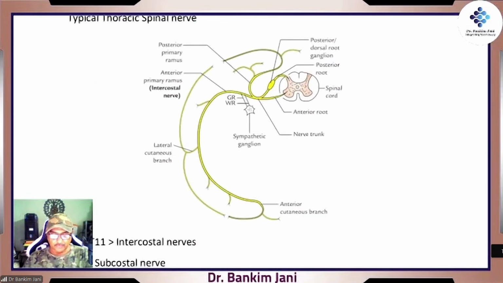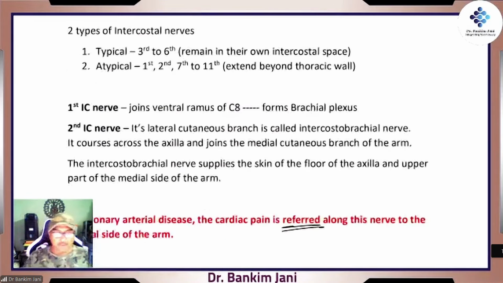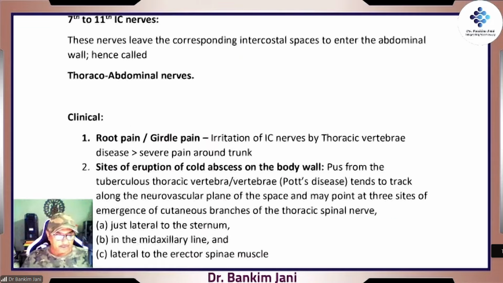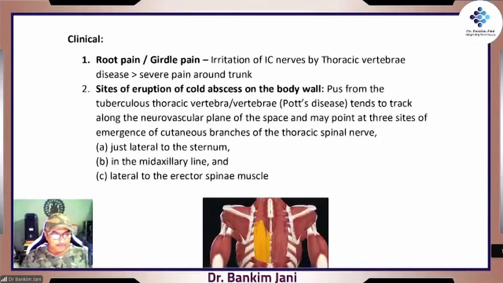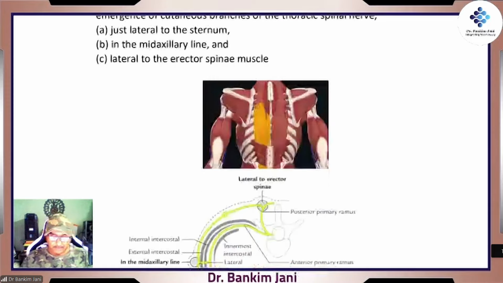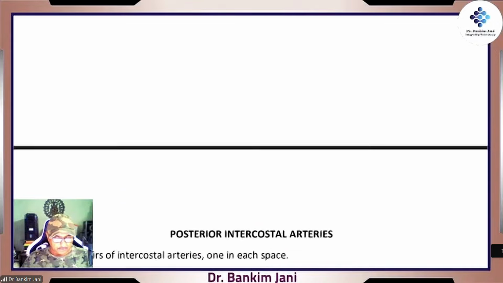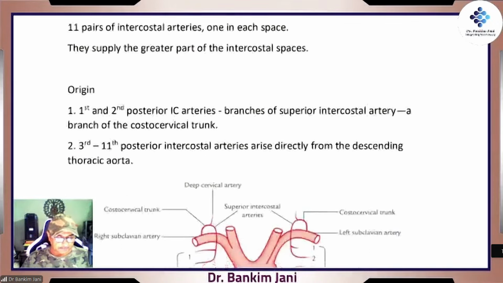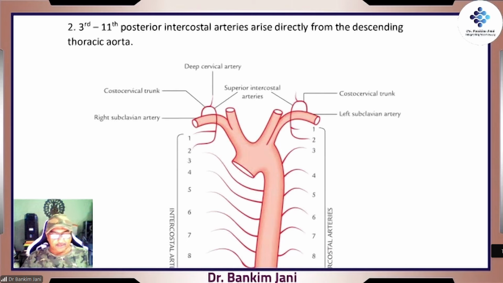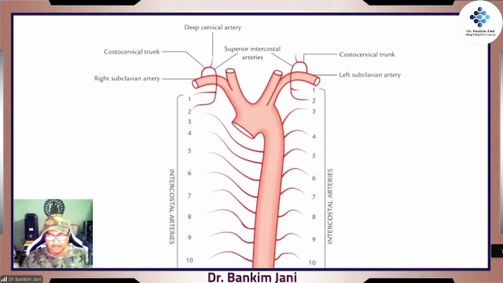Because of all the structures. This we'll understand when we talk about thoracoabdominal, right? Root pain, girdle pain, right? All those abscesses, why they occur. And then these are the posterior intercostal branches. Right? These are all intercostal branches. Which are the roots, which are the branches, from where they come? Simple, right? This is the descending aorta, and from the descending aorta the branches are coming.